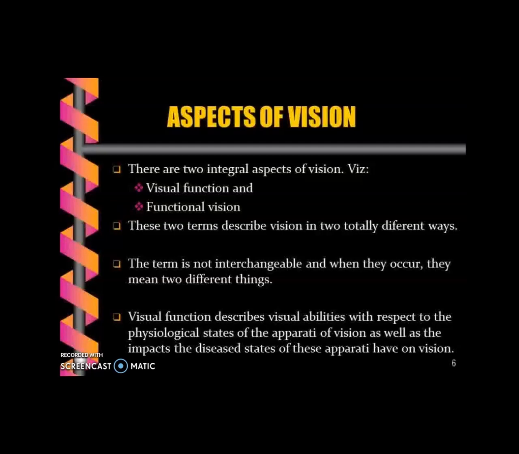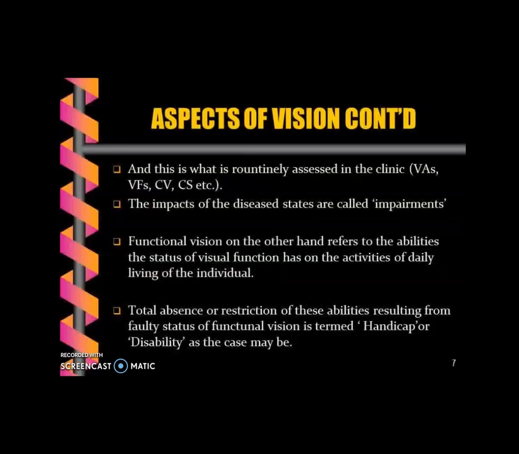Visual function describes visual abilities with respect to the physiological states of the apparatus of vision. When we say apparatus of vision, we're talking about the cornea, the crystalline lens, as well as the retina, as well as the impact the disease state of these apparatus has on vision. So when there is a disease state on the cornea, on the crystalline lens, as well as in the retina, what impact these have on your vision is what is recorded as visual function. And this is what is routinely assessed in the clinic as visual acuity, visual field.